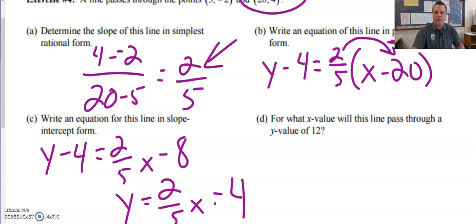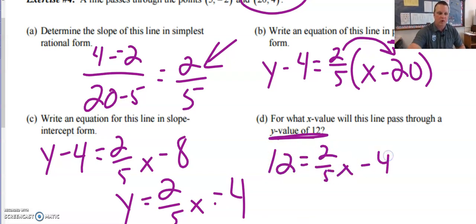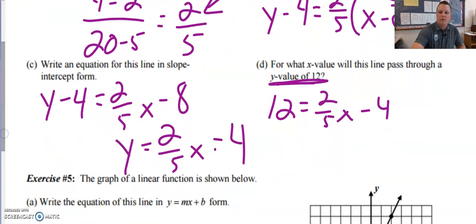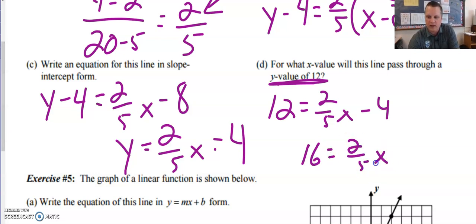So for what value will this line pass through the y value of 12? The y value is 12. 12 equals 2/5 x minus 4. Bring the 4 over, and you have 16 equals 2/5 x.